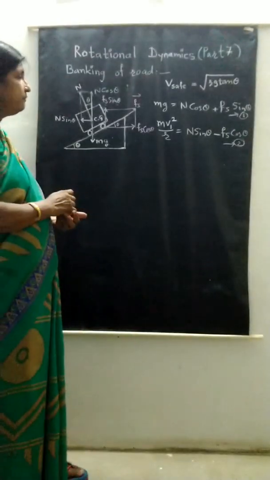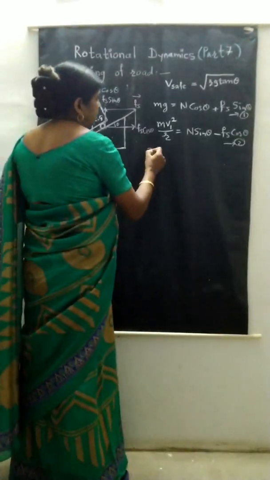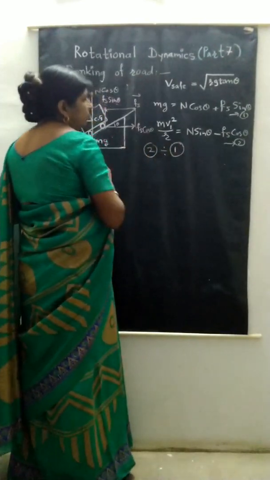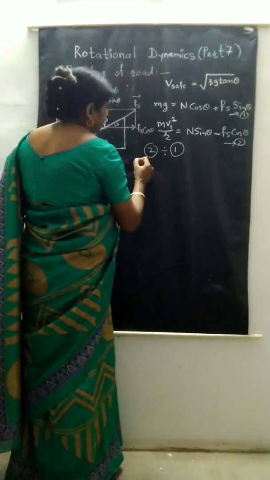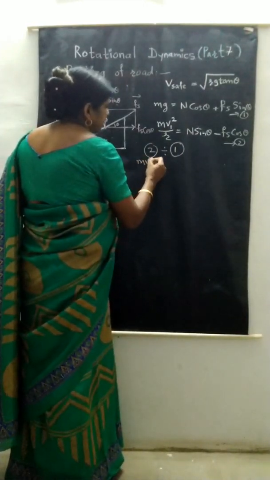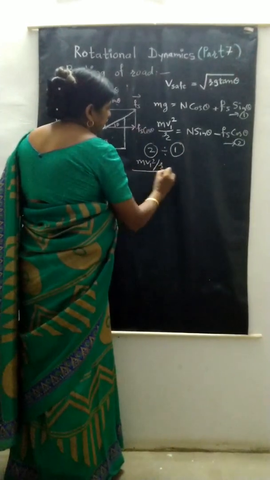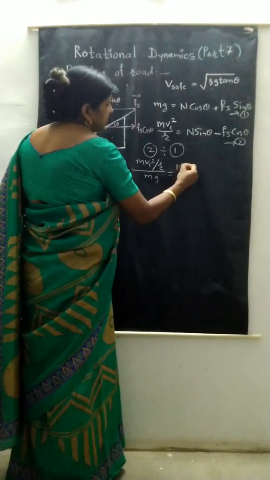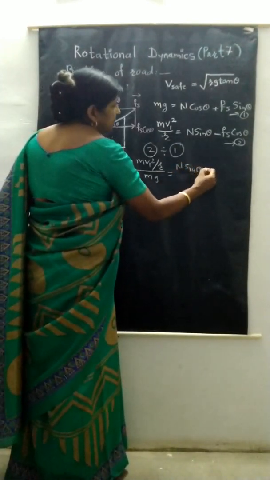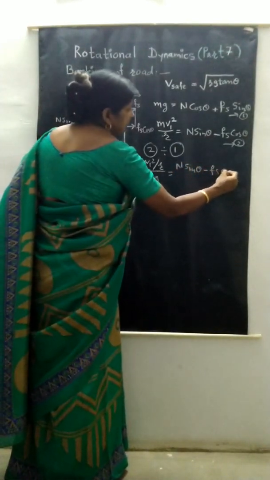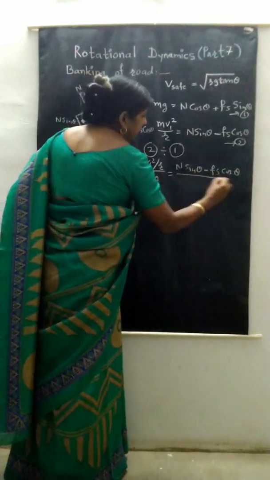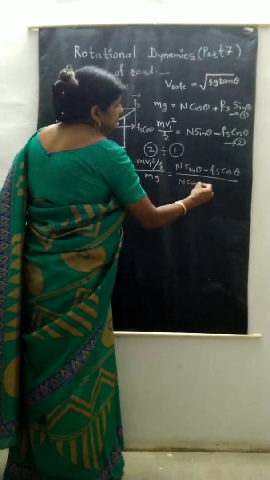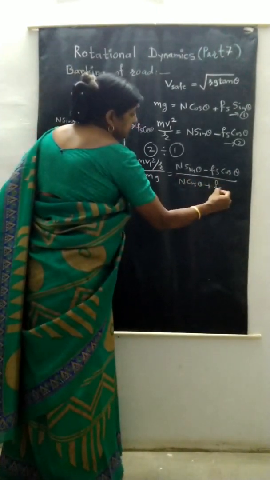Now I shall divide equation number 2 by equation number 1. So we will obtain m v1 square upon r divided by mg is equal to n sin theta minus fs cos theta, divided by n cos theta plus fs sin theta.